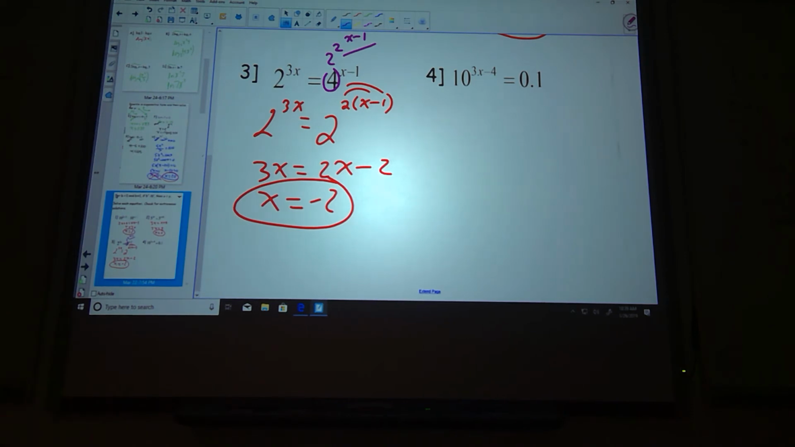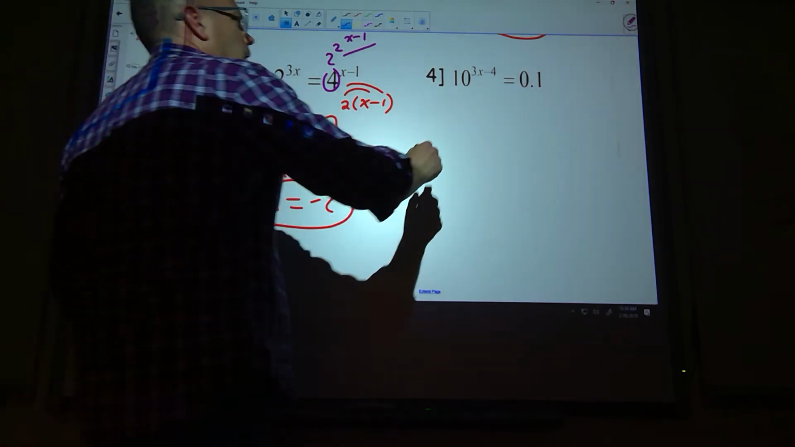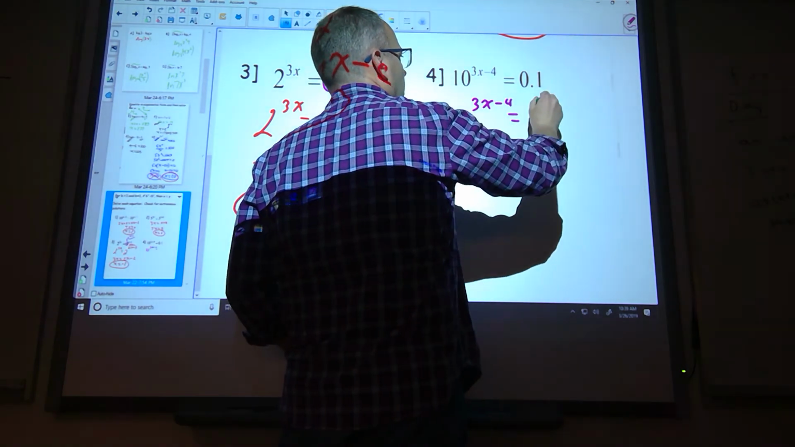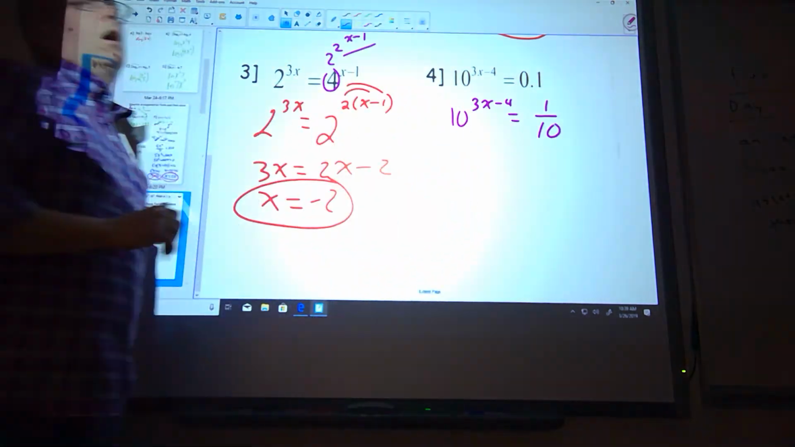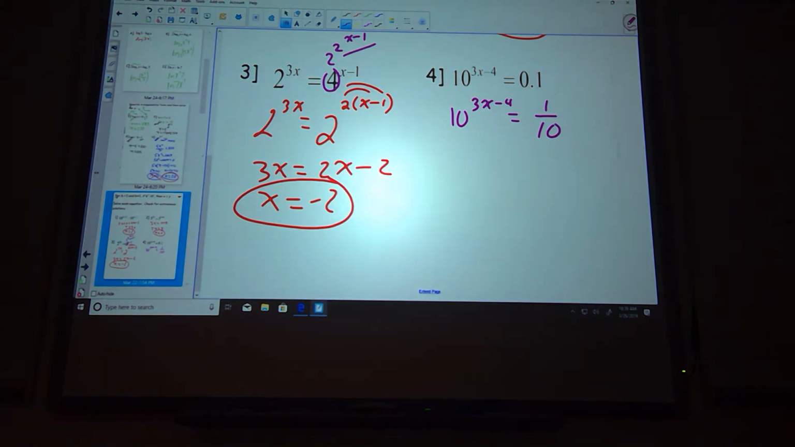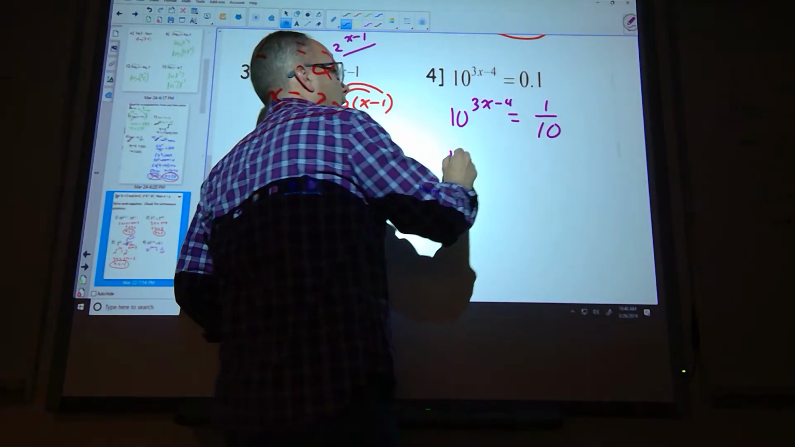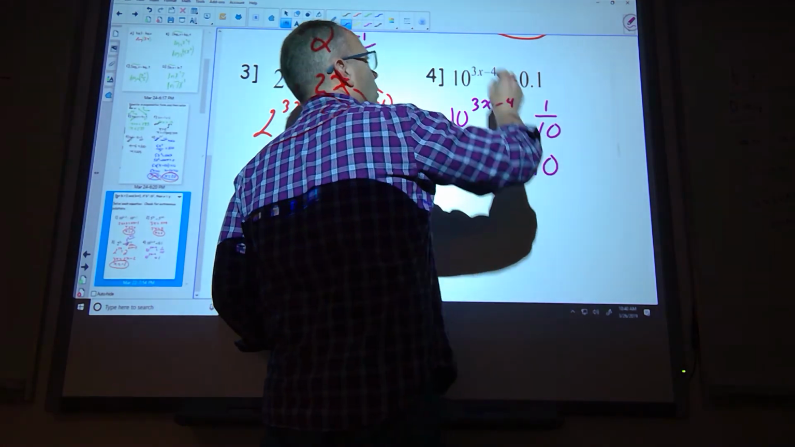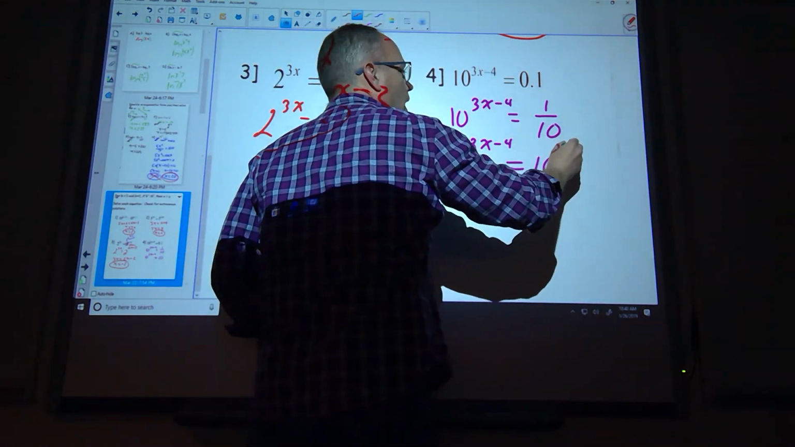Okay, on this one, let's see if anyone catches on to what I did here. Yes or no? Yes. 0.1 is 1/10. Yeah. Okay, so now I can move that 10 up. And if I move that 10 up, what happens? 10 raised to the what? Negative 1. Why is it negative 1?